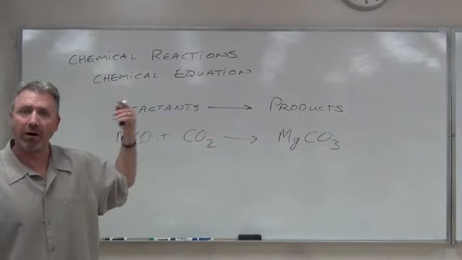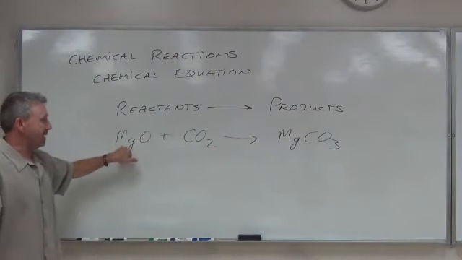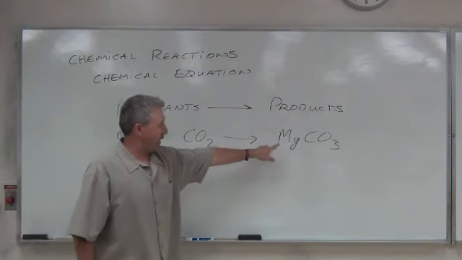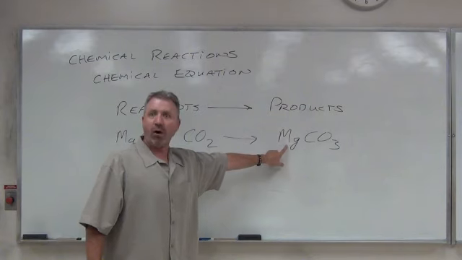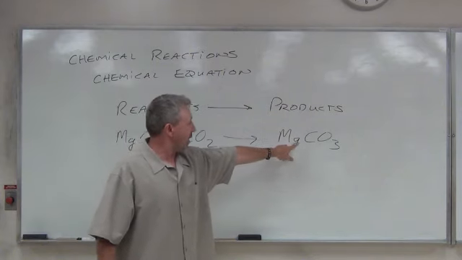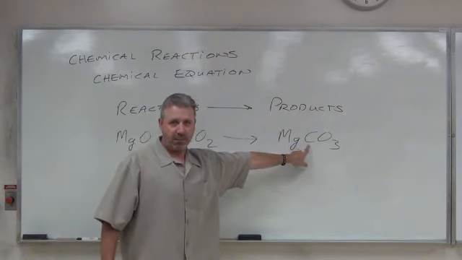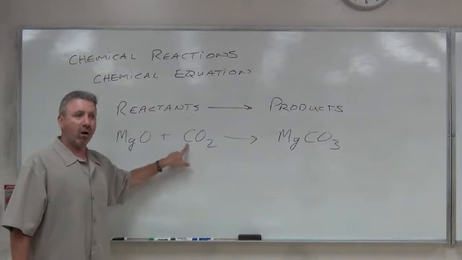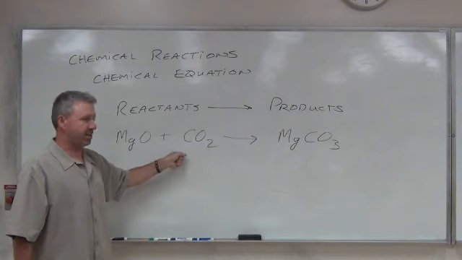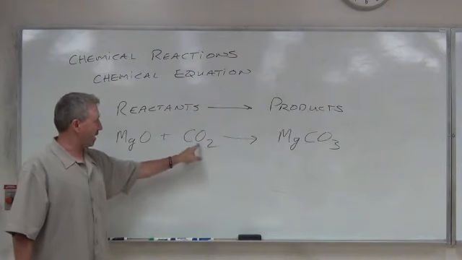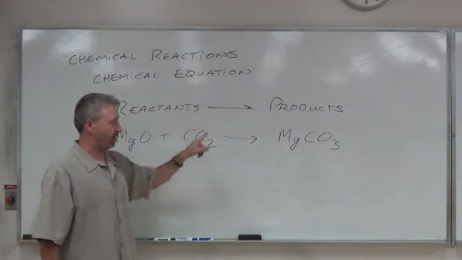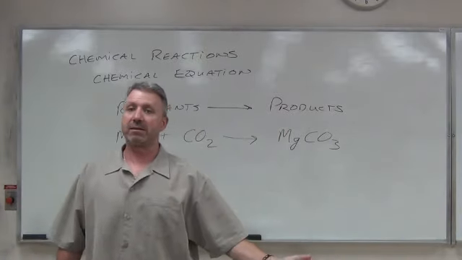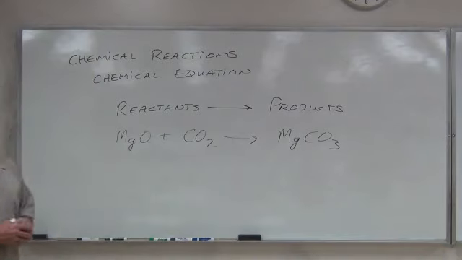We're going to go back and forth. How many magnesiums on the left side? One. How many magnesiums on the right side? One. They're balanced. How many carbons? One on the right side, carbons on the left? One. Balanced. How many oxygens on the left? Three. We got two here and one here, that's three. How many on the right? Three. This is balanced. It's balanced as it sits.